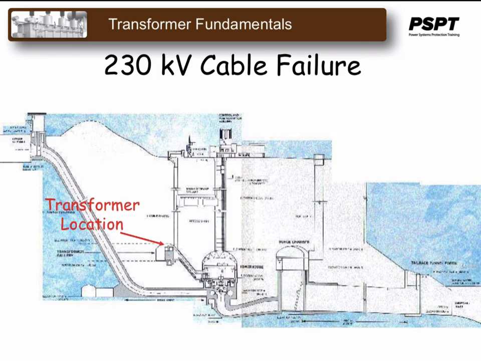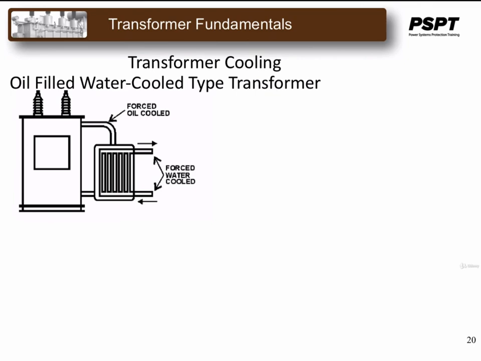This is a cutaway or a side view of the generating station, and you can see the transformers located at about 1,000 feet underground. And the water from the intake is circulated through radiators in the transformers themselves in order to carry the heat away.